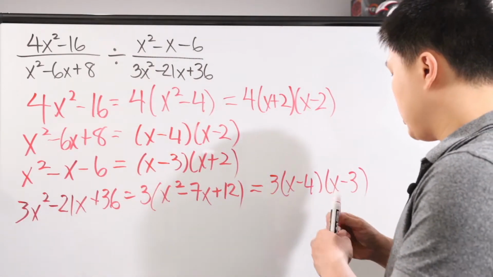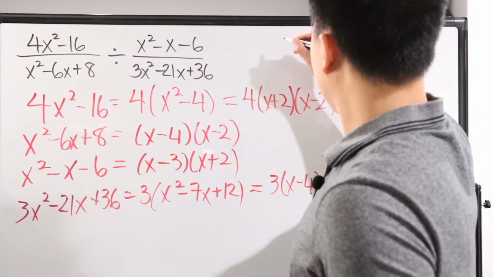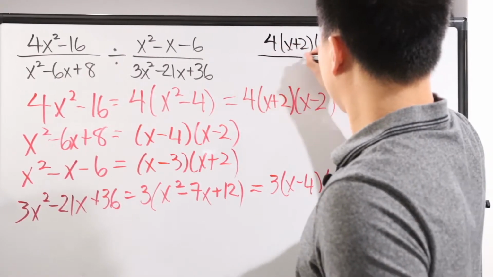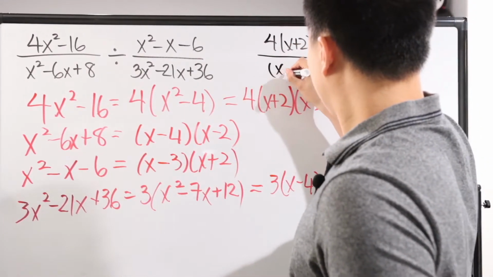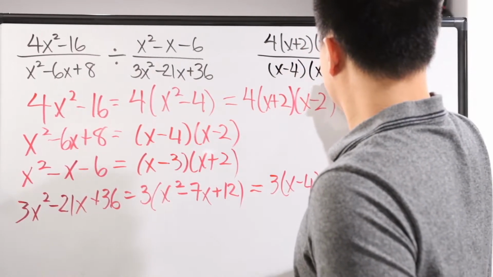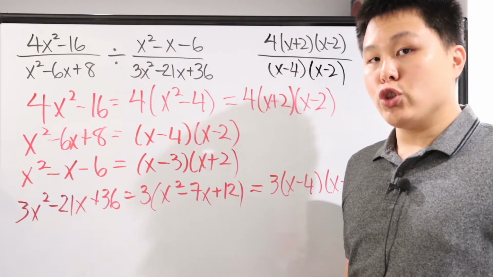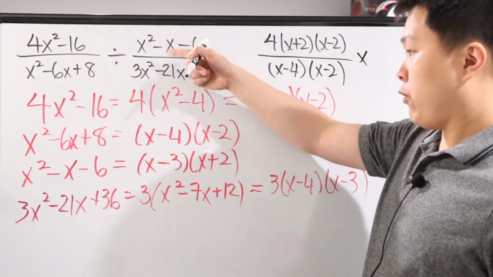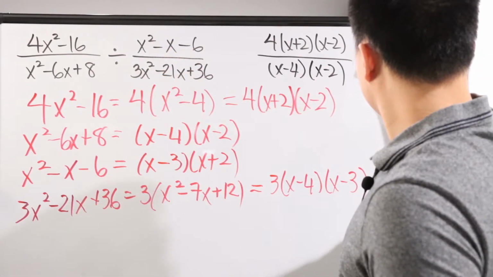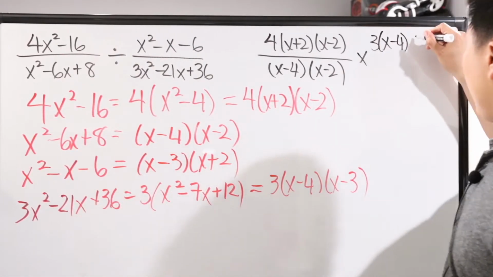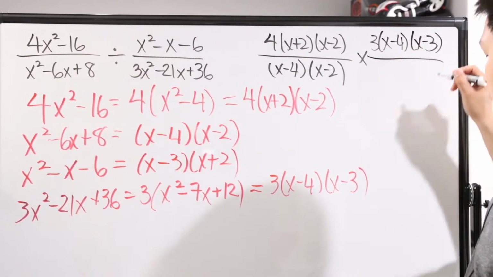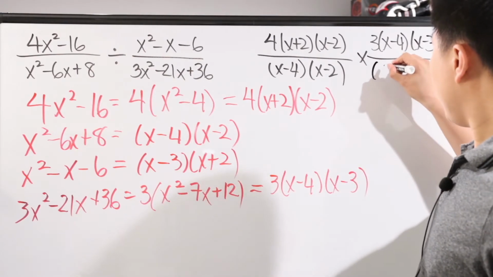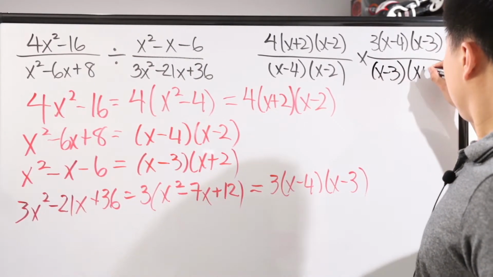All right, cool. So each and every one of these parts we've just factored out. Let's rewrite it and see what happens. The first part is going to be 4 times x plus 2, x minus 2. The bottom one is going to be x minus 4, x minus 2. Now, we're dividing by a fraction, so to divide by a fraction, we're going to flip and multiply. Here's the multiply sign. We're flipping it over, so this one's now on top. It's going to be 3 times x minus 4, x minus 3. The bottom one is going to be the x squared minus x minus 6, which is x minus 3, x plus 2.